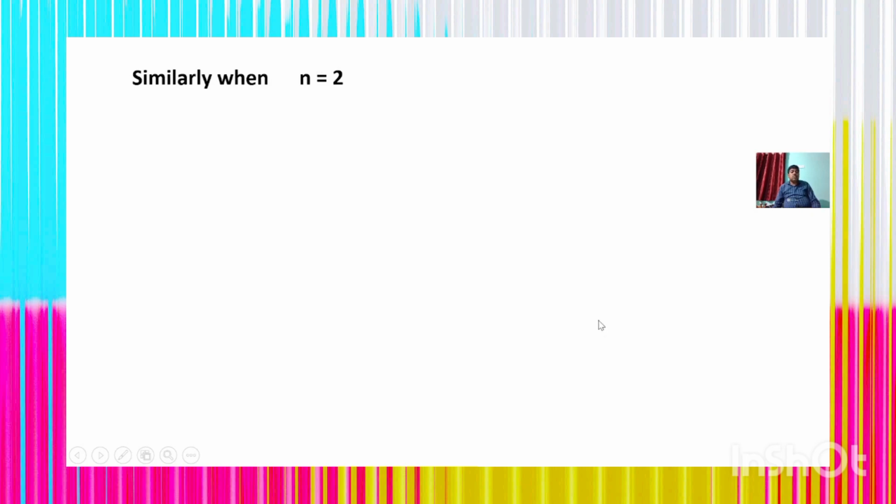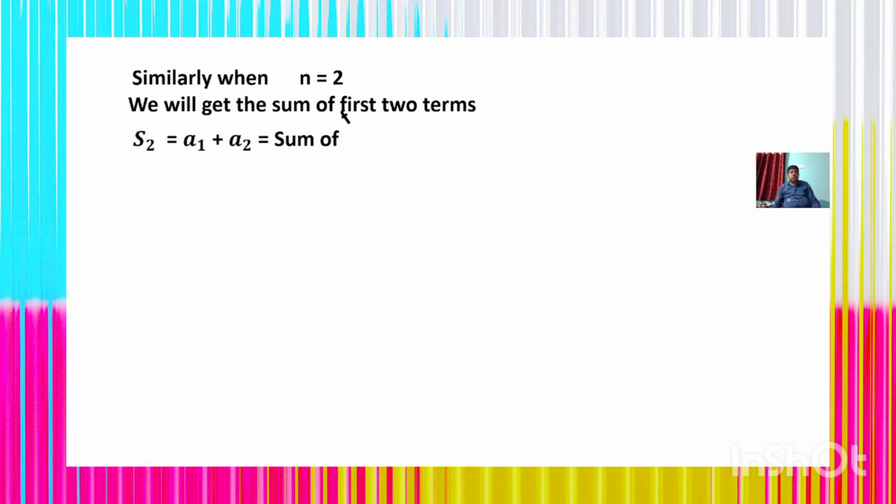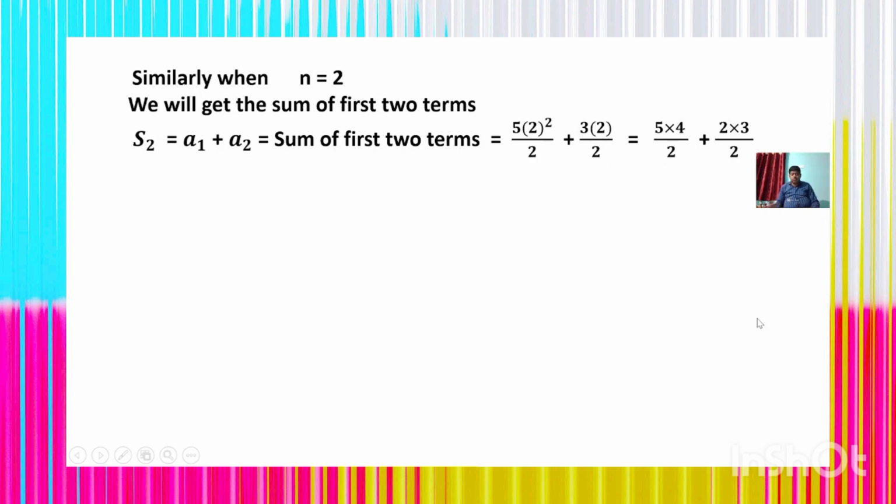Similarly, when n is equal to 2, we shall get the sum of the first two terms of the AP, which is S2, and S2 is equal to A1 plus A2. In place of n, you write down 2, which is 5 into 2 raised square by 2 plus 3 into 2 by 2, which is 5 into 4 by 2 plus 2 into 3 by 2. Let us cancel. After cancellation we will get 5 into 2 plus 3, which is 10 plus 3, which is 13. Thus the sum of the first two terms, A1 plus A2, is equal to 13.